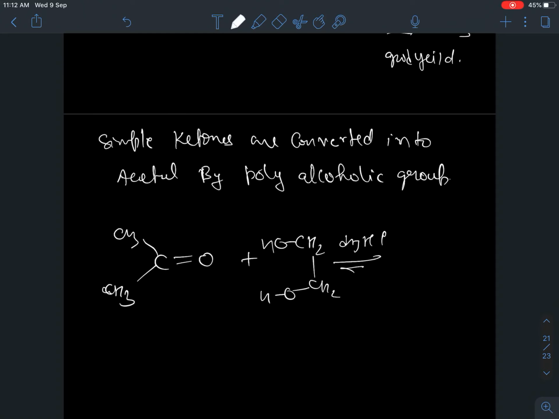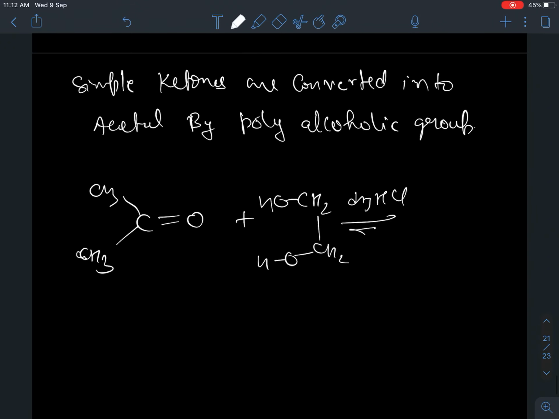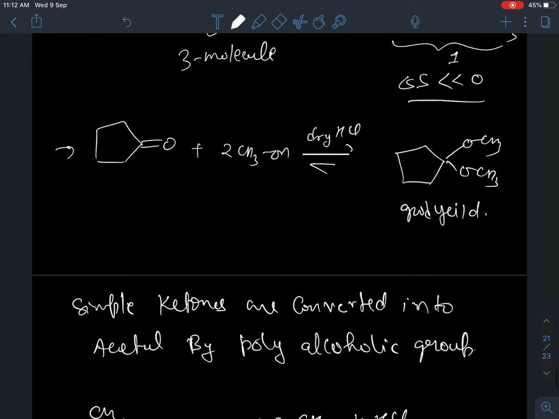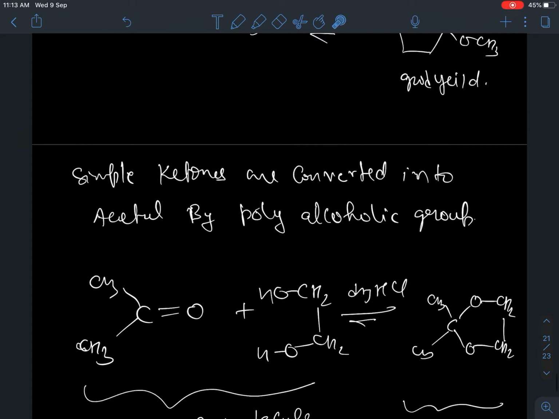ड्राई HCl, इफ यू टेक ड्राई HCl, so what you are going to get? You will get CH3, CCH3, OCH2, OCH2 and this one. Now one thing is, if you look at in the first reaction, here we had 3 molecule, we are getting 1. Look at here we are having 2 molecule, here we are getting 1. So the decrease in entropy is reduced.